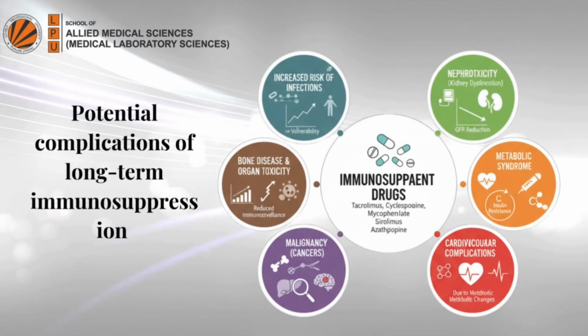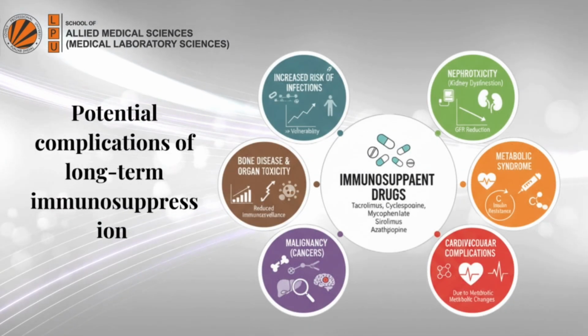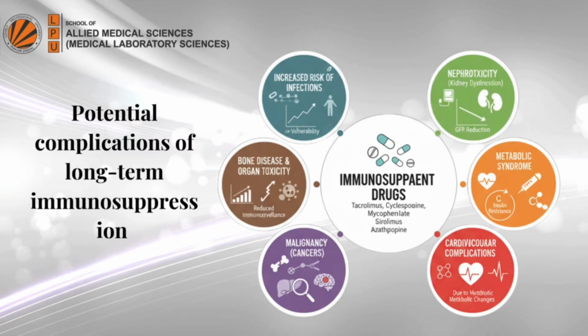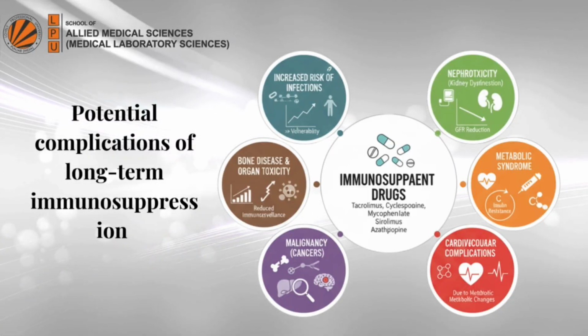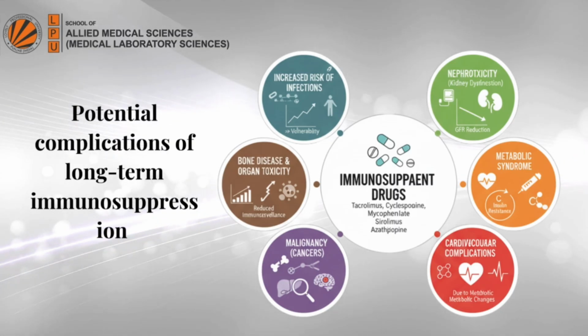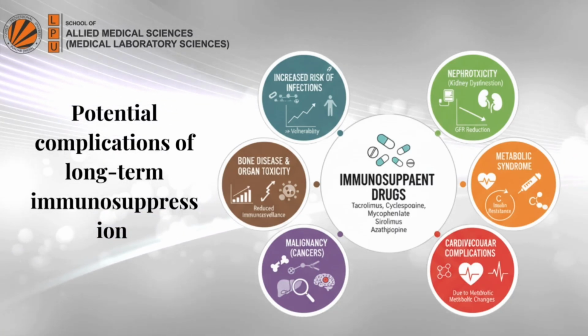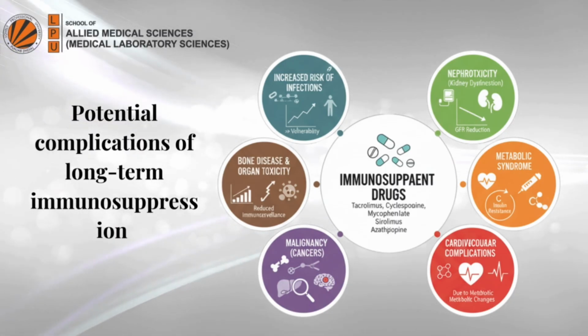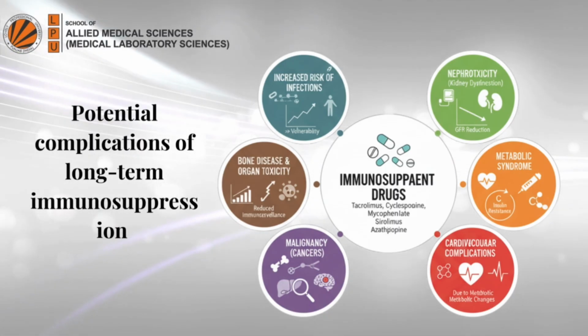Next, let's understand the potential complications of long-term immunosuppression. It is important to be aware of the complications. Some of the complications include increased risk of infections, because the immune system is suppressed. Nephrotoxicity, especially with calcineurin inhibitors like tacrolimus or cyclosporin, causing reduced glomerular filtration and hypertension.